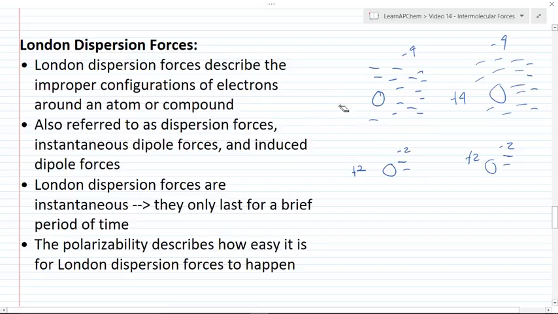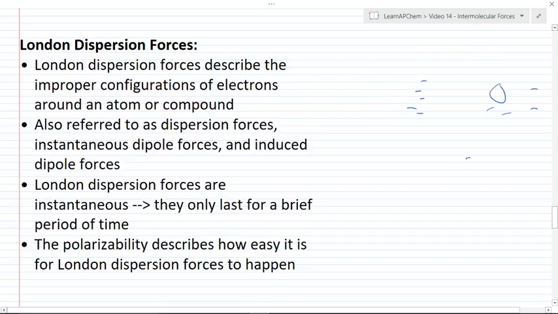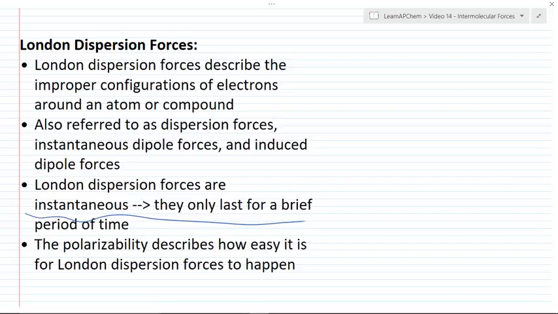So we can see that these electrons are much stronger over here. And so not only does that make it more polarizable, meaning that it's going to push electrons more, but the actual London forces relating to that atom or compound are going to be much stronger. And then just note that these are instantaneous. They're said to last for an instant of time, and then everything goes back to normal.